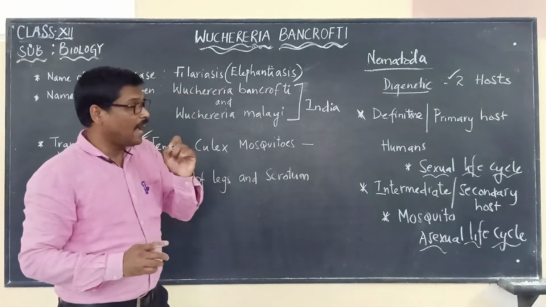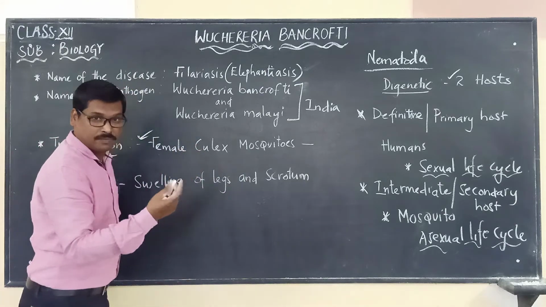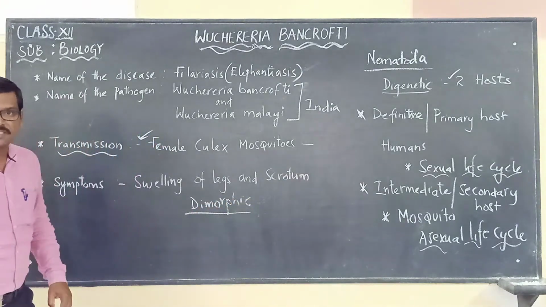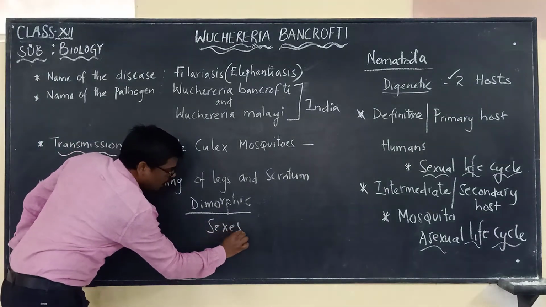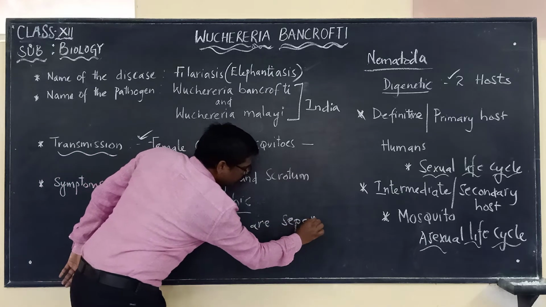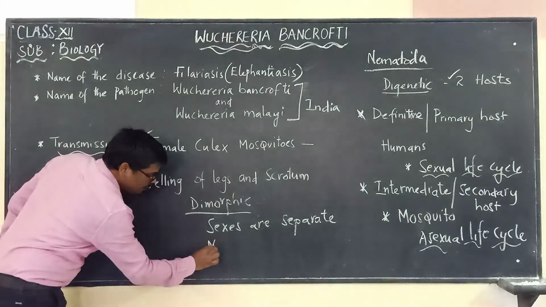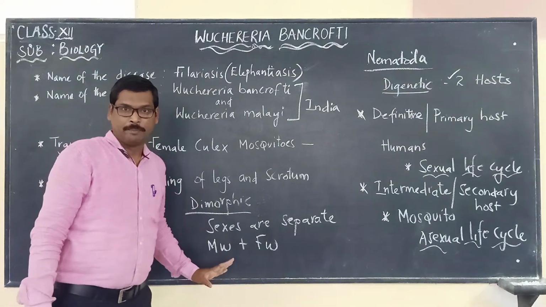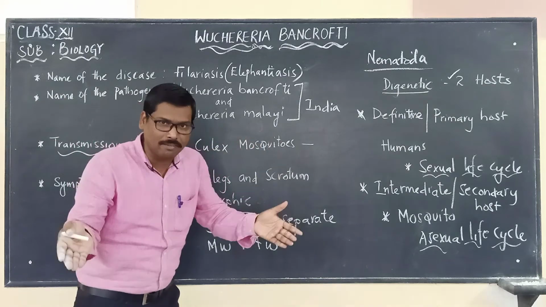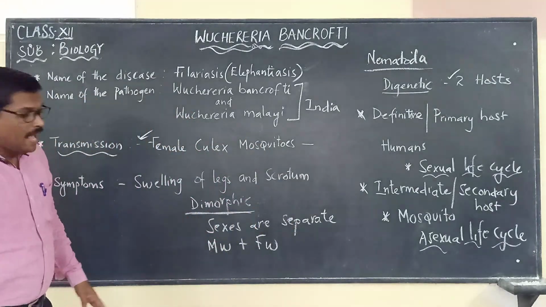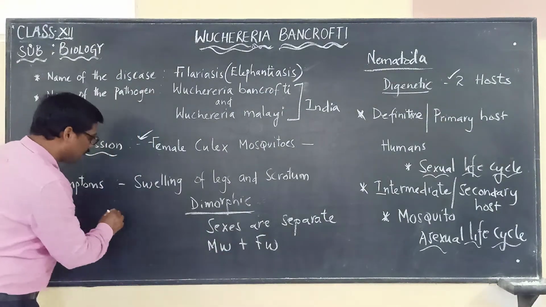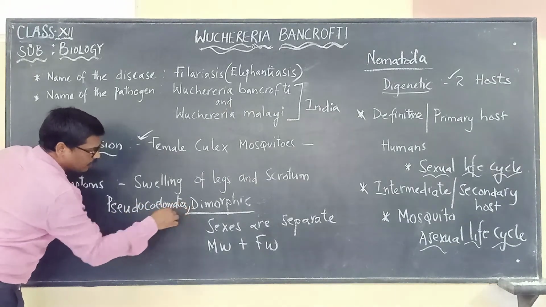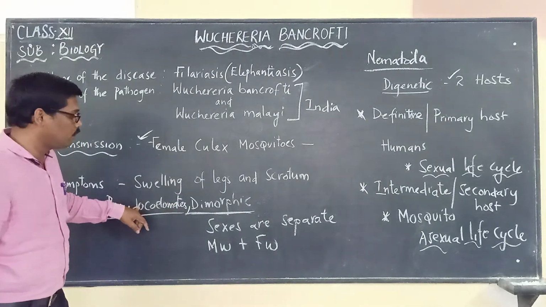Another word that we use is dimorphic. Here the word dimorphic means sexes are separate. Sexes are separate means there will be a male worm and also a female worm. When male and female worms are present separately, we call them dimorphic. Whether male or female, we should also remember that they are pseudocoelomates. Please remember this word, pseudocoelomates.